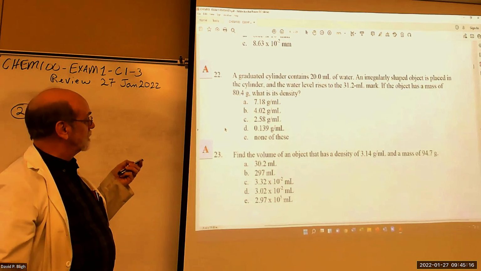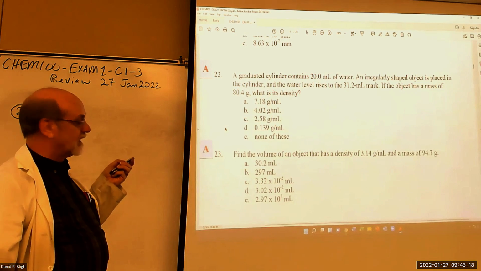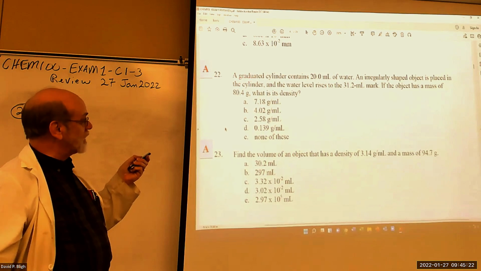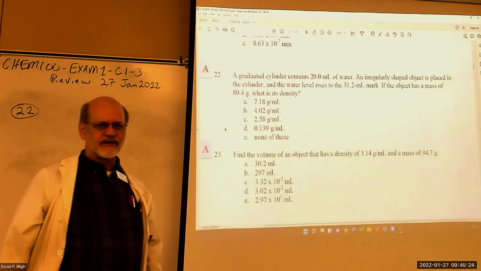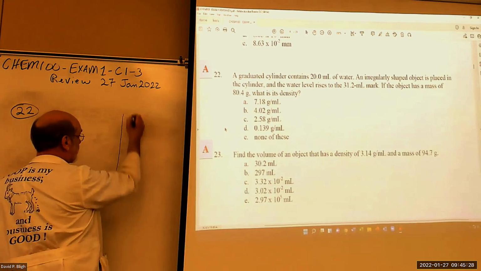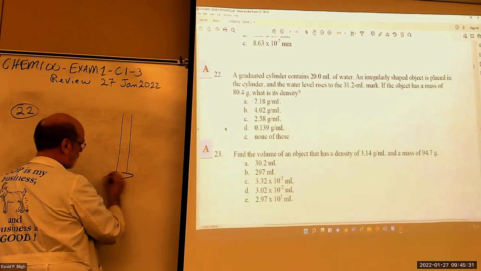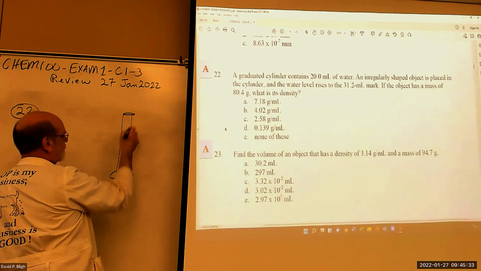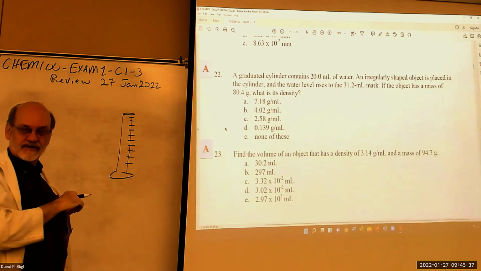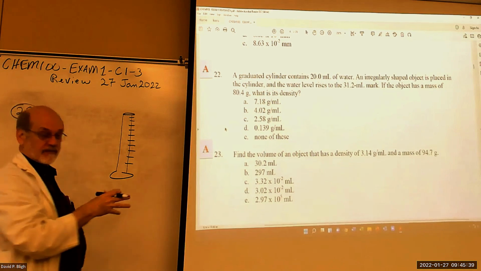So we read through the problem, and then we say, what is the question? A graduated cylinder. What's a graduated cylinder? We haven't talked about that. A graduated cylinder is just that. It's a cylinder. Okay. And it's marked off. It's graduated. And it's marked off in milliliters, volume.